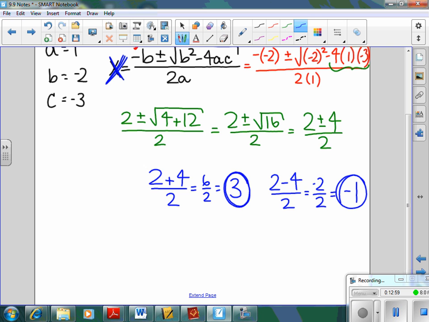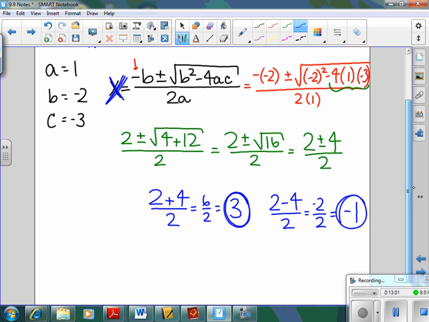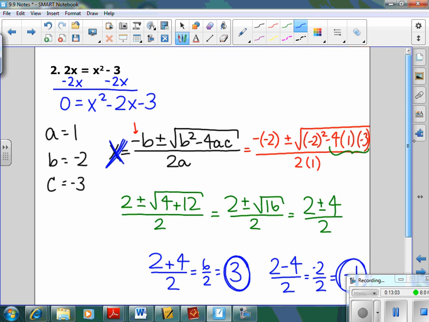And remember, you can always check these. Even though we did all of this work already, hope that you're correct or check it. So 3 can be plugged in here. We get 6 equals 3 squared, which is 9 minus 3. Yay, it works. And you can do the same thing with negative 1. This would be negative 2 equals 1 minus 3. And you get negative 2 again.